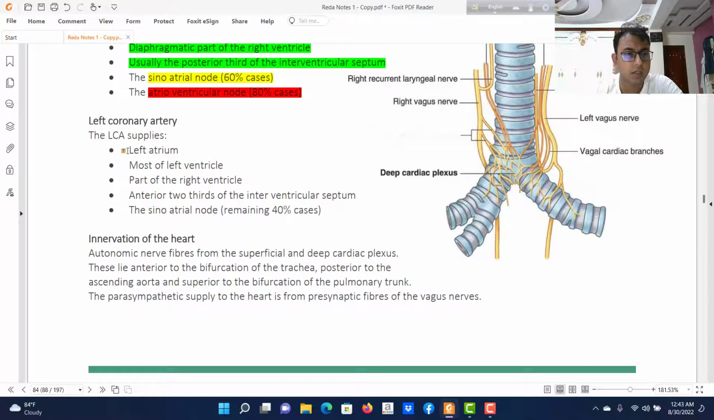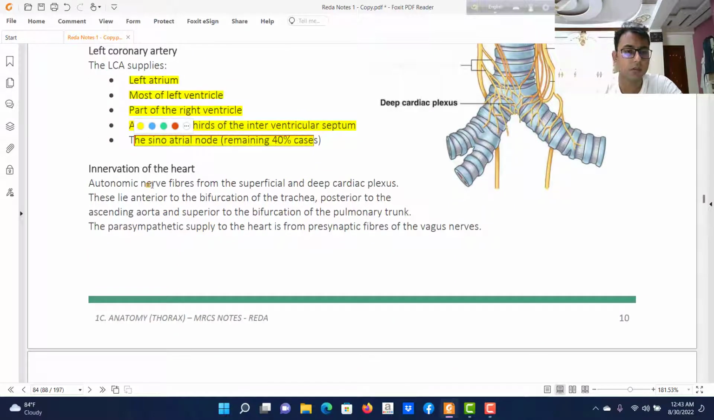So the left coronary artery supplies the left atrium, most of the left ventricle, part of the right ventricle near the wall, two-thirds of the interventricular septum, and the sinoatrial node in 40%. Innervation of the heart: autonomic nerve fibers from the superficial and deep cardiac plexuses.